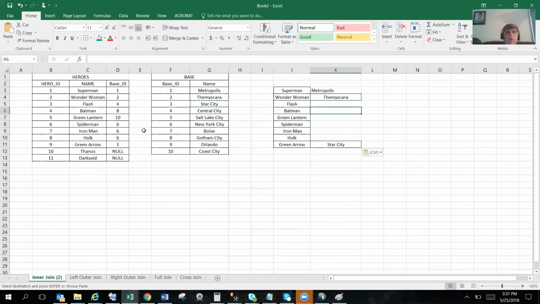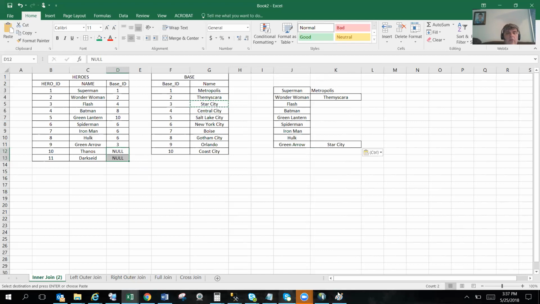So what's important to remember is the only place where you will get results on an inner join is where your column that you're using to join has matching numbers. So here, because these two match, you get a match there. These two match, you get a match there. These two match, you get a match there, and so on. There is no Salt Lake City, there is no Boise over here, so they won't show up. And Thanos and Darkseid don't have an affiliation, so they won't show up. So you're only going to get where the two meet.